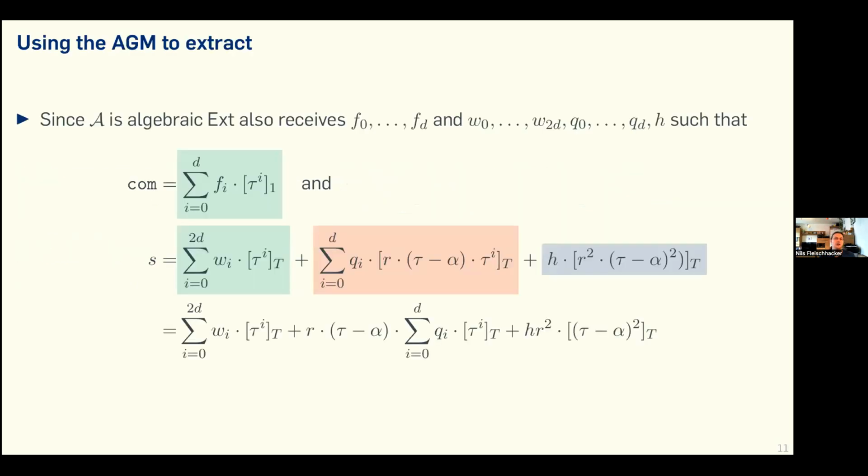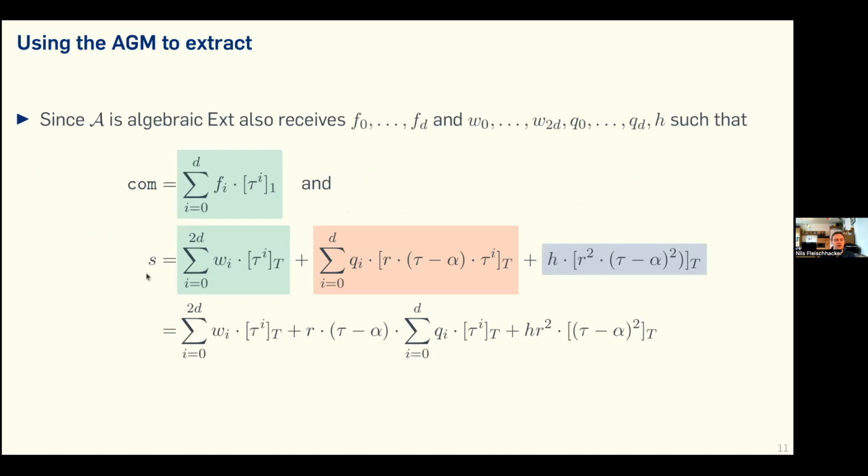So how do we actually extract? We use the AGM to extract, which means we use these representations of the group elements that the adversary needs to output whenever they output a group element. So when the adversary chooses the commitment, they basically need to explain this as some linear combination of these powers of tau in G1.